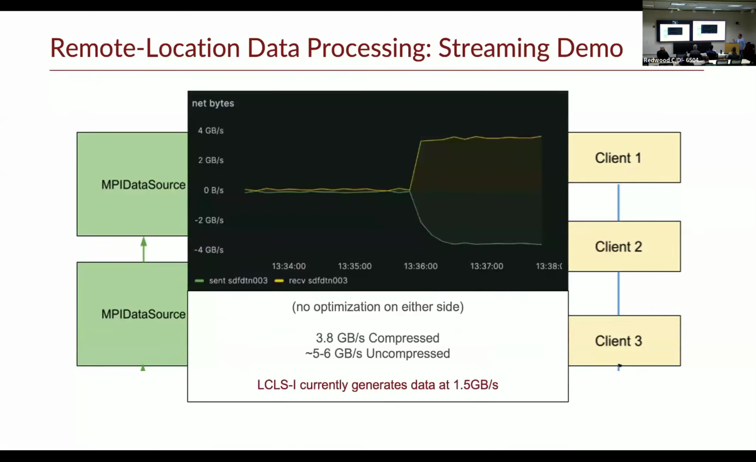We prototyped and demoed this last year at the Smoky Mountain Conference, and we could transfer data to Oak Ridge with a speed of about 3.8 gigabytes per second. This is compressed data, however, and when you look at the uncompressed data, we are probably sending about 5-6 gigabytes of data. And currently, LCLS-I, running at 120 hertz, generates data at around 1.5 gigabytes per second. So this is already enough to send the data as fast as it is generated now.